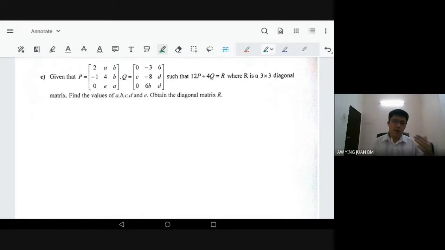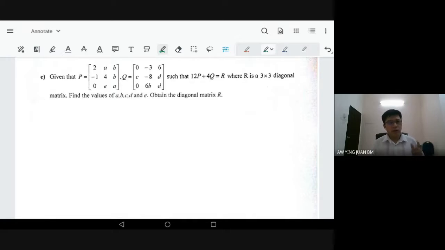So kindly refers to the notes. What does it mean by diagonal matrix? So if not mistaken, we have the leading diagonal is a variable, and the other entry other than the leading diagonal must be 0. So kindly substitute the matrices into the statement where we have 12P plus 4Q equals to R.